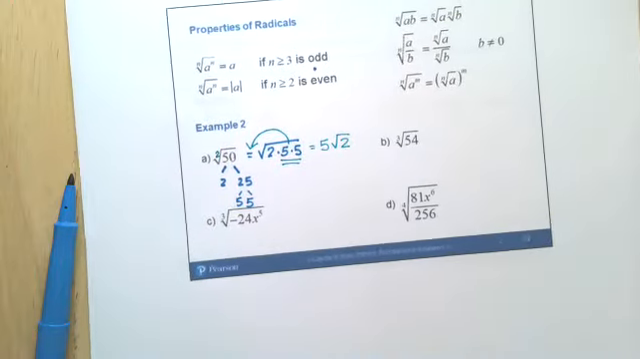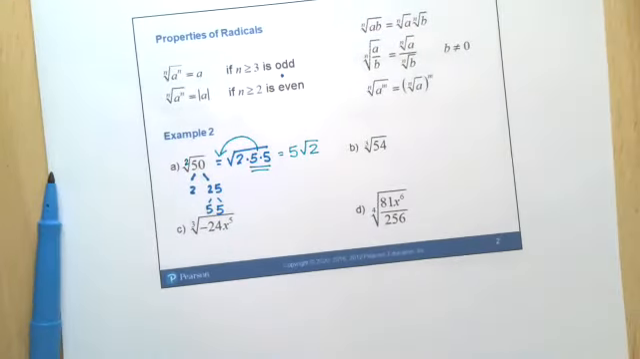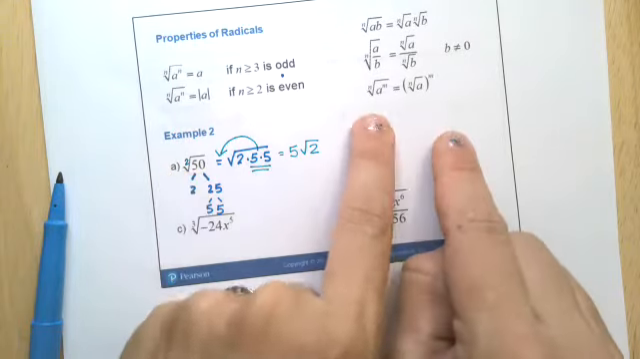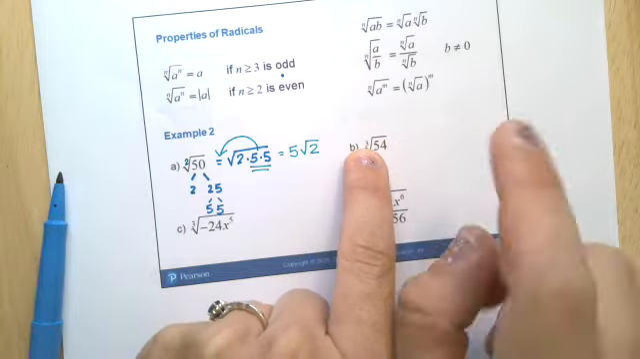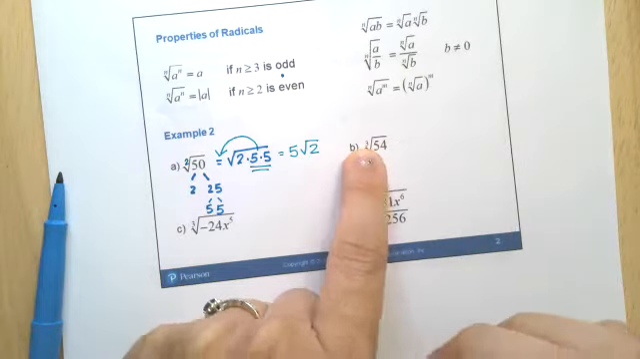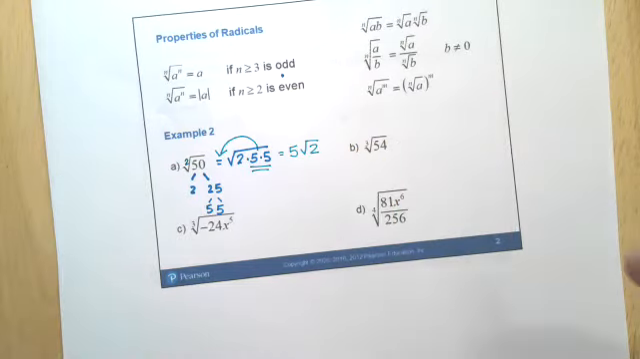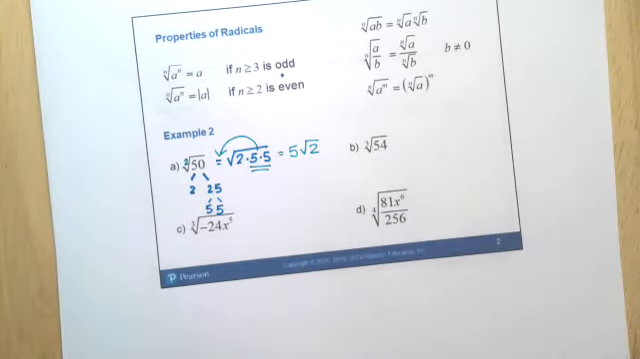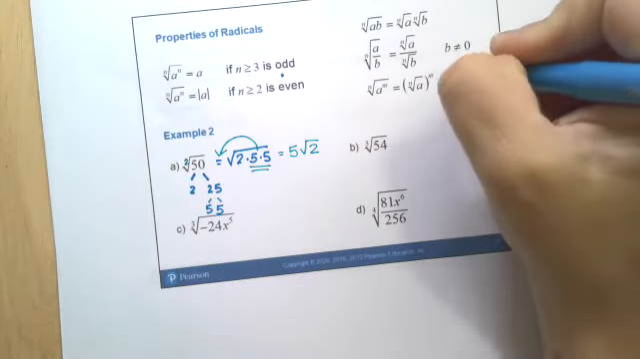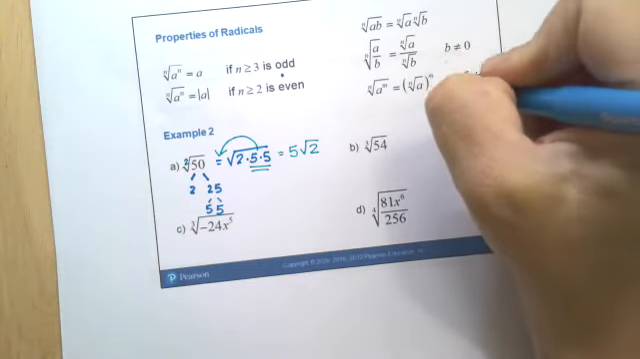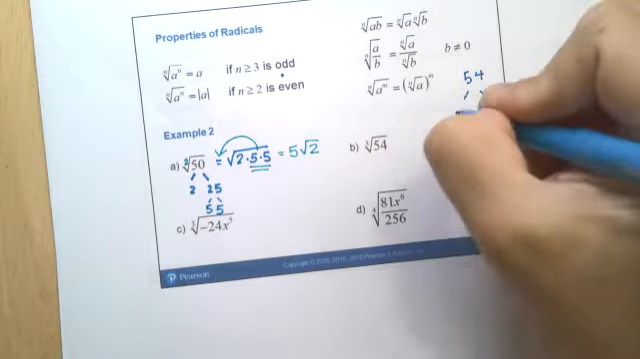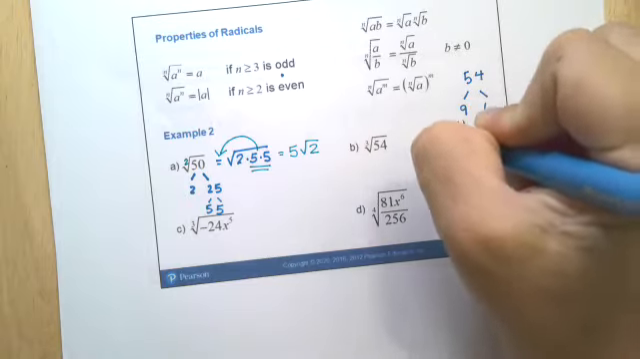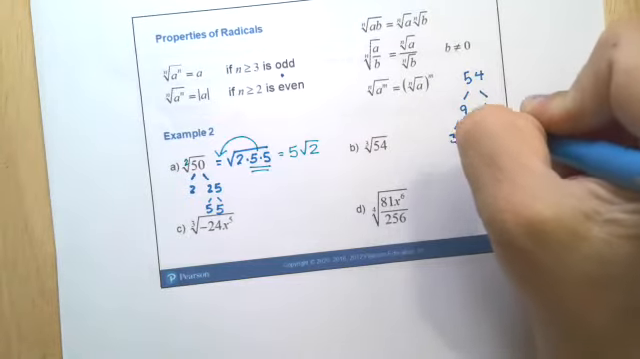All right, B, the cube root of 54. Because this was the square root, we were looking for pairs. Because this is a cube root, because of the 3 right here, we're looking for groups of 3 of the same number. Factor 54: 54 is 9 and 6. 9 is 3 and 3. 6 is 3 and 2.